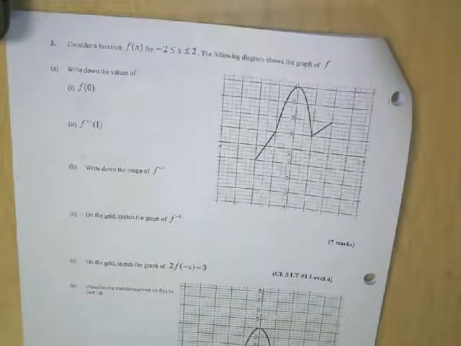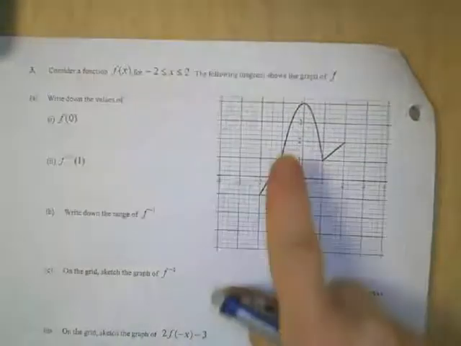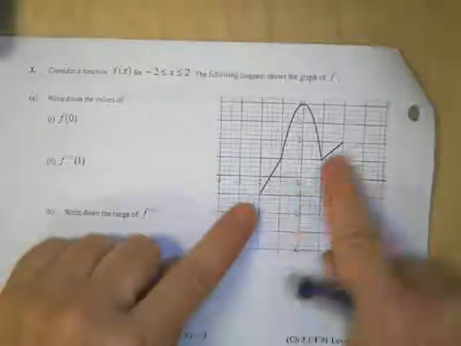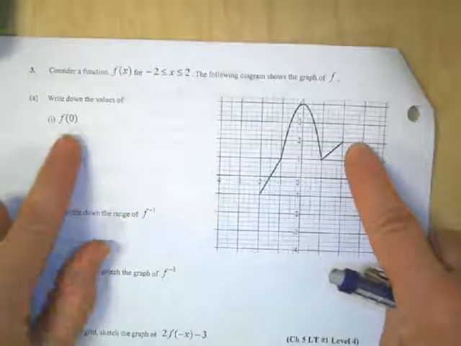Okay, so here is problem 3. Some groups needed this. So here it is. Consider the function that's graphed here from -2 to +2. The following diagram shows the graph. Write down the values of f of 0.